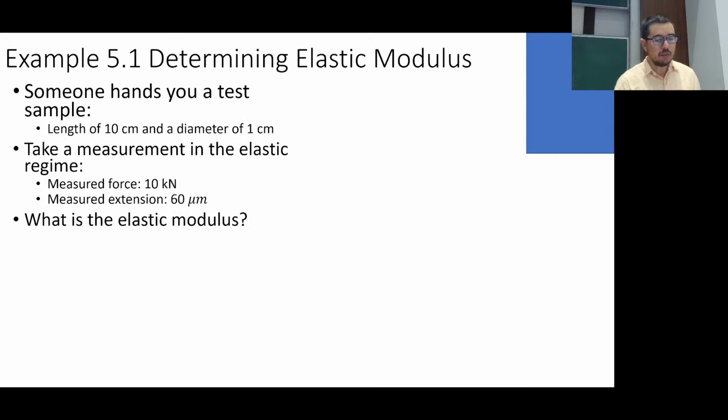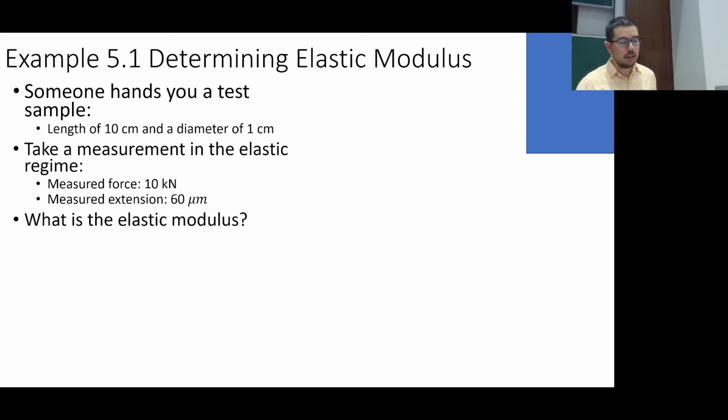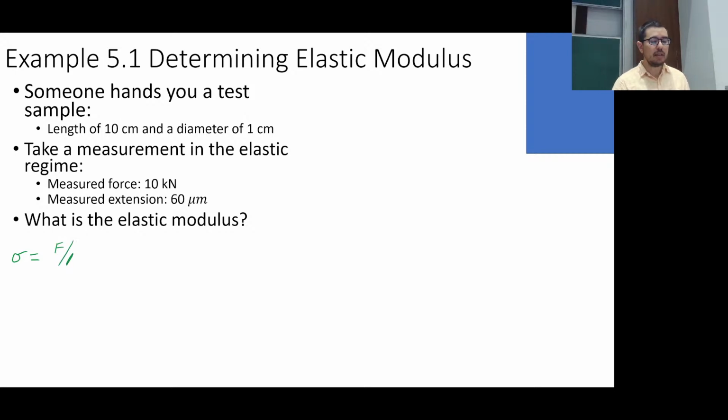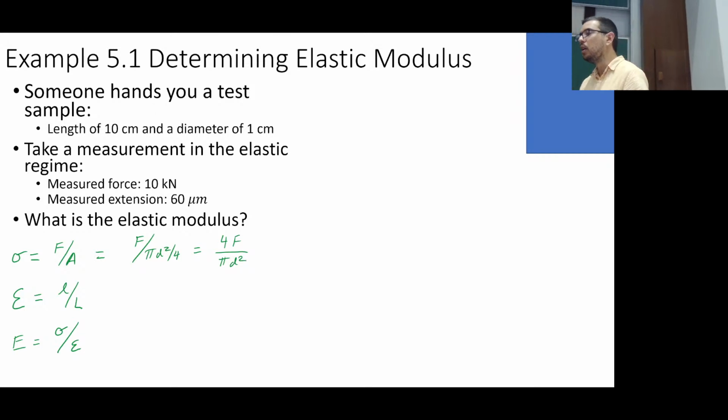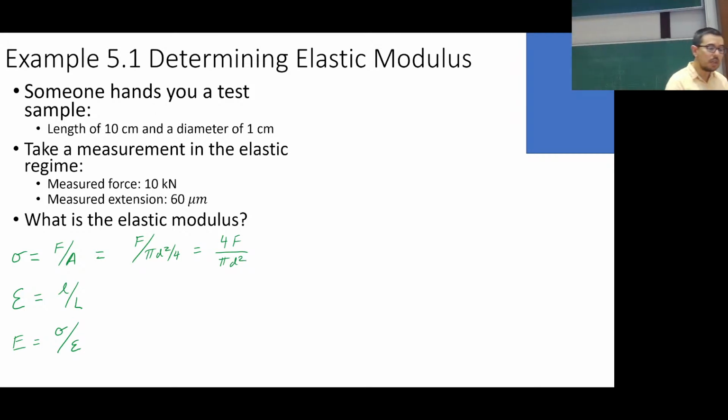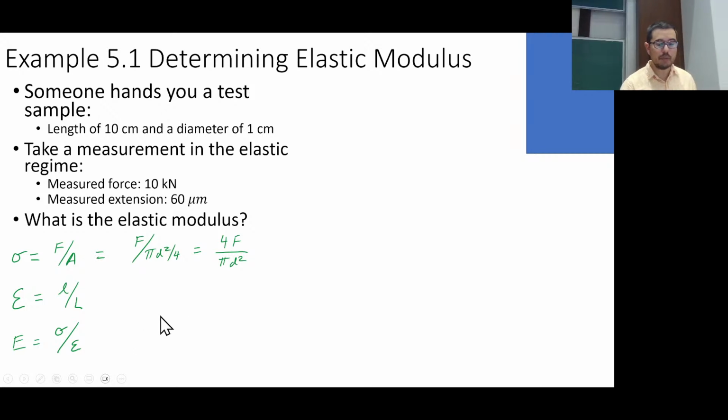Again, someone hands you a test sample. They tell you it's a length of 10 centimeters and a diameter of 1 centimeter. So in this case, it's cylindrical. Then they tell you that in the elastic regime, you have 10 kilonewtons, and you measure an extension of 60 microns. So we can calculate our force over area for our stress. We can calculate our epsilon, which is delta, or little l over L, depending on how you do it. And then we can calculate the elastic modulus. We said that sigma equals E epsilon, so E is equal to sigma over epsilon.